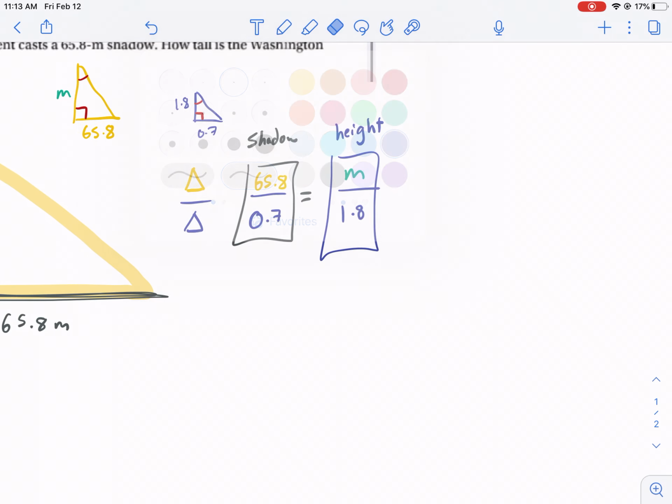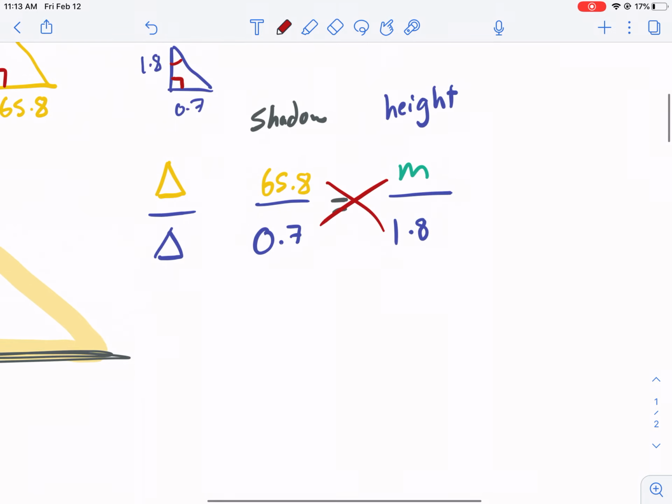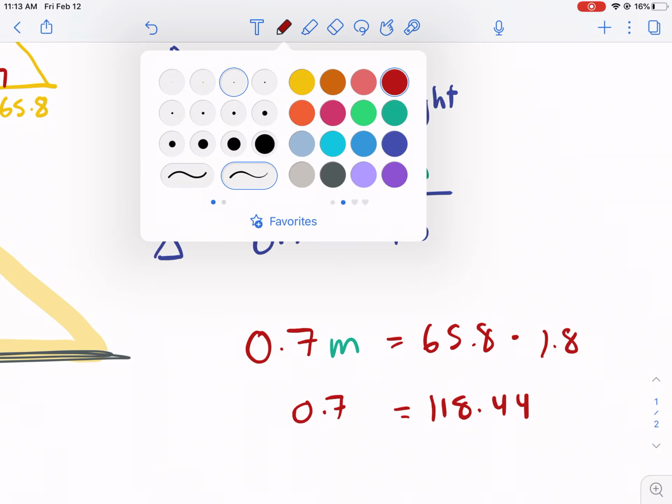From this point, I'm going to erase some of my structure here just so we can more easily cross multiply and then divide. So here we have 0.7 times M equals 65.8 times 1.8. Now I need my calculator. I'm not great at multiplying decimals in my head. Please forgive me for that. I'm not a human calculator. What can I say? 118.44. When I do that multiplication, I have 0.7 M equals 118.44.